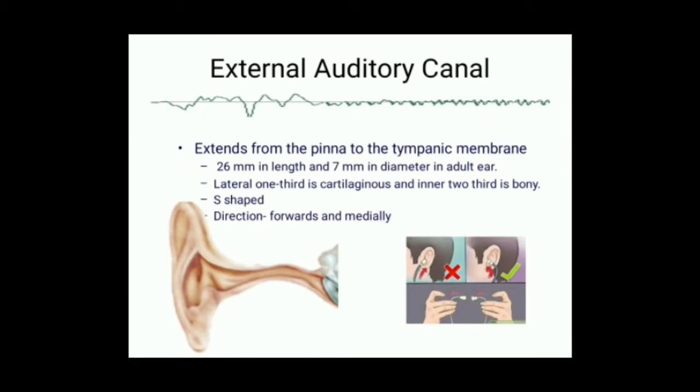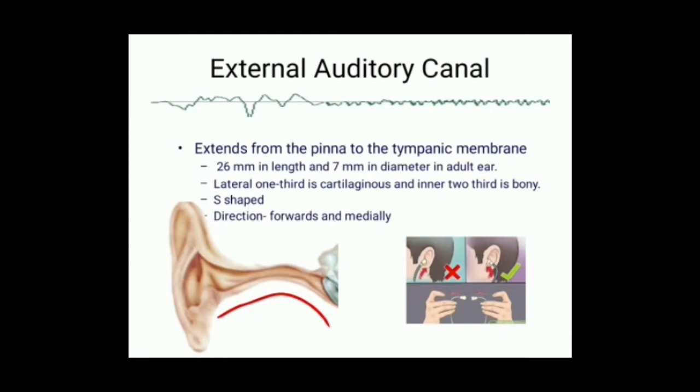External auditory canal. It extends from the pinna up to the eardrum. It is about 26 mm in length and 7 mm in diameter in the adult ear. Its lateral one-third is made up of cartilage and the inner two-thirds is made up of a bony structure. If you see the shape of the external auditory canal, it is slightly S-shaped. You can see it here. It is S-shaped. So what is the importance?